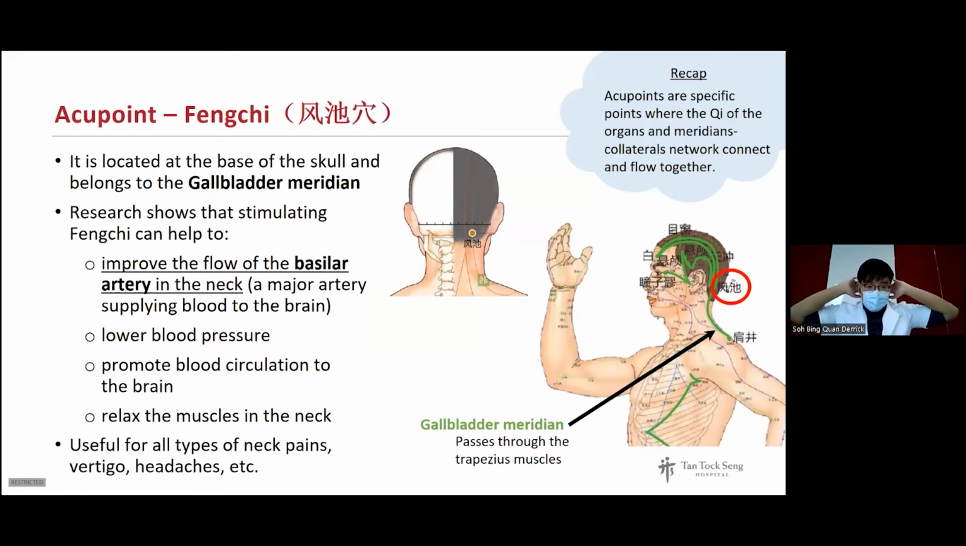Okay. So there's some study that shows that by pressing Feng Chi, it can help to increase the blood circulation up to your head. Increase blood circulation in the neck, in turn going up to the head. It also can help to lower blood pressure and also relax. Most importantly, relax the muscles at the neck. So this acupoint can be used for all types of neck pain. Other than neck pain, you can also use it when you are having headaches or a bit of dizziness. Like vertigo, you can use this point also.